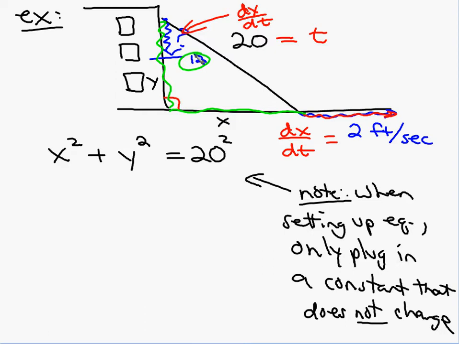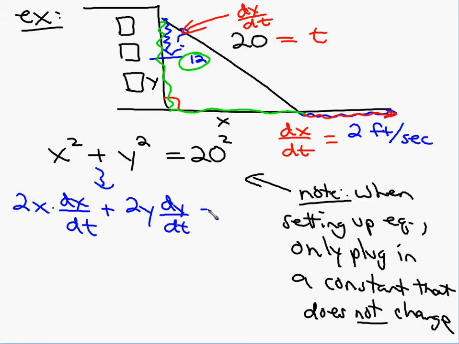Now, because we're talking about a rate of change, it makes sense that we need to find the derivative. So, we're going to use that implicit differentiation that we just learned. The derivative of x squared would be 2x dx/dt plus the derivative of y squared would be 2y dy/dt equals the derivative of any constant, which is 0. All right? So, what are we trying to find? We are trying to find dy/dt.